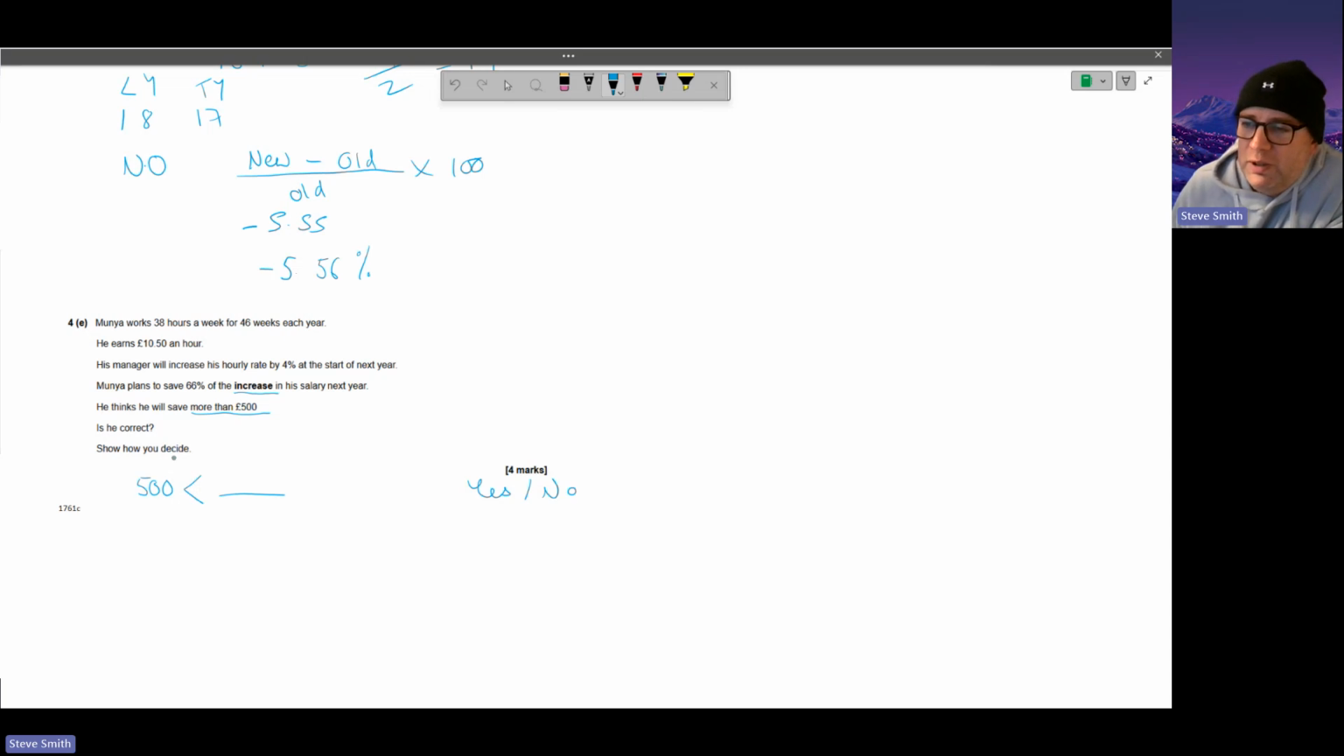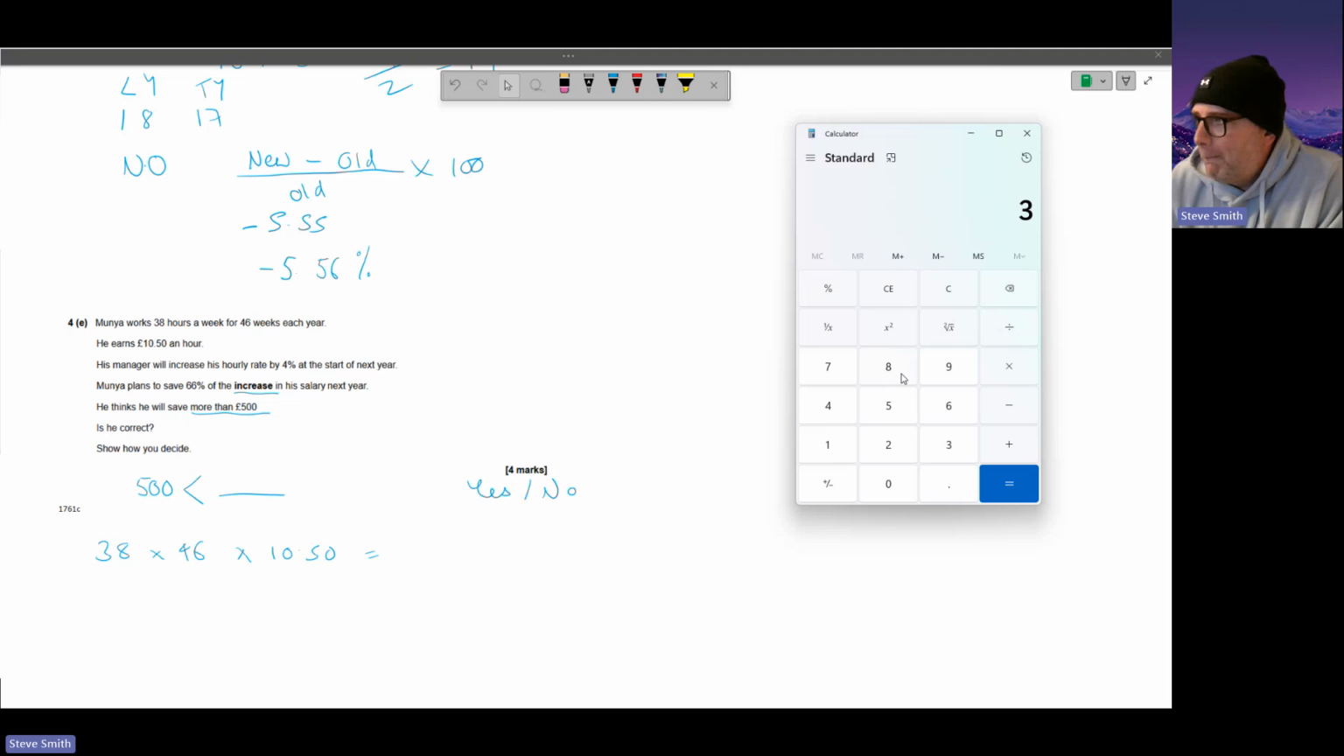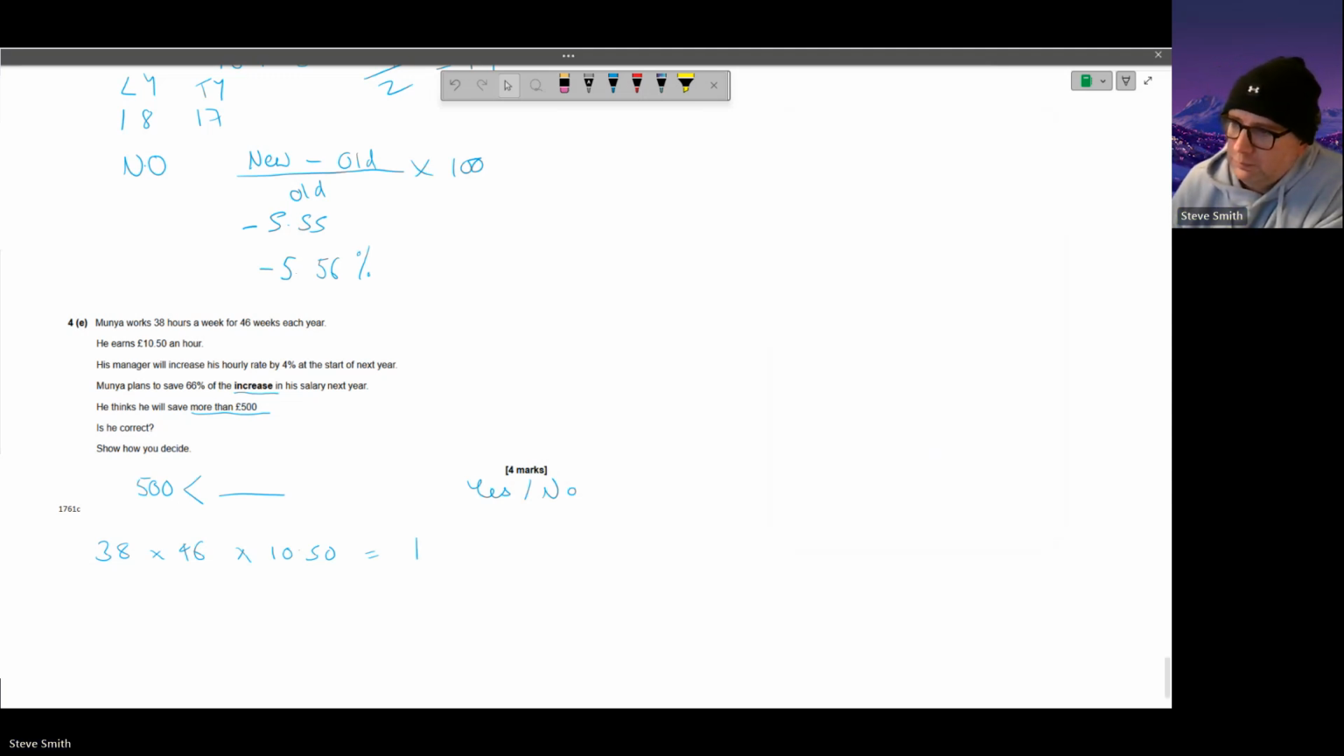Let's have a look. So we need how long he works. He's got 38 hours a week, and he's got 46 weeks of the year, and he's getting paid £10.50 per hour. So that's his wage. We've got 38 multiplied by 46 multiplied by £10.50 equals 18,354. That's what he's getting paid now.